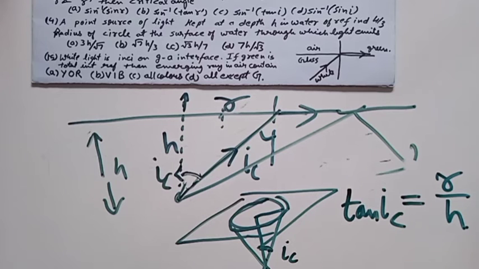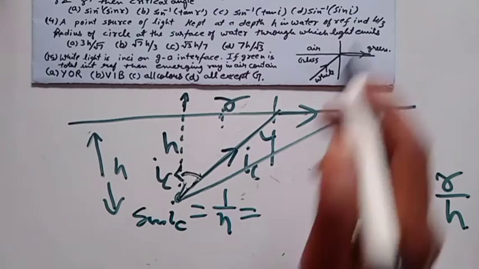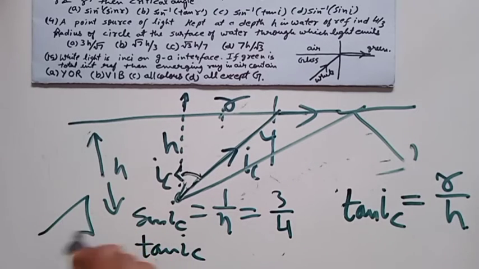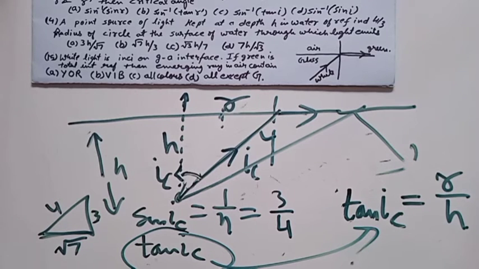Now, what is this tan IC? Actually, we can find sine IC. How are we going to do that? Sine IC is equal to 1 upon eta, and that is 4/3, so it will be 3/4. Simple mathematics. And from here, we can find tan by drawing a triangle, with perpendicular 3 and hypotenuse 4. So, this side will be √7, and that's it. Plug this tan IC value here, and you can find the radius.